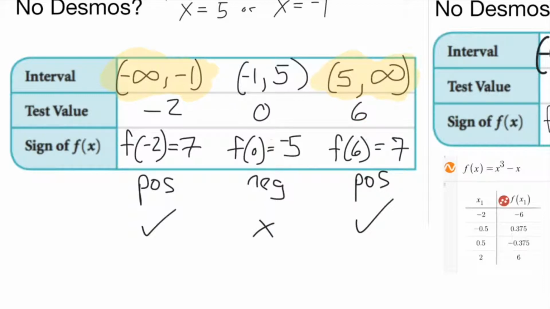Here we take a test value of 6. Because it's on this interval, we find out that f of 6 is 7. That means it's positive, and because it's positive, all of the other test values will also be positive. So yes, we include that in our answer. That's how you do it when you don't have Desmos, when you don't have a graphing calculator.